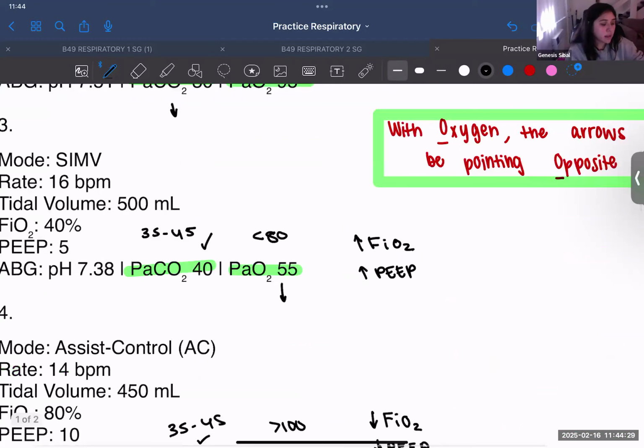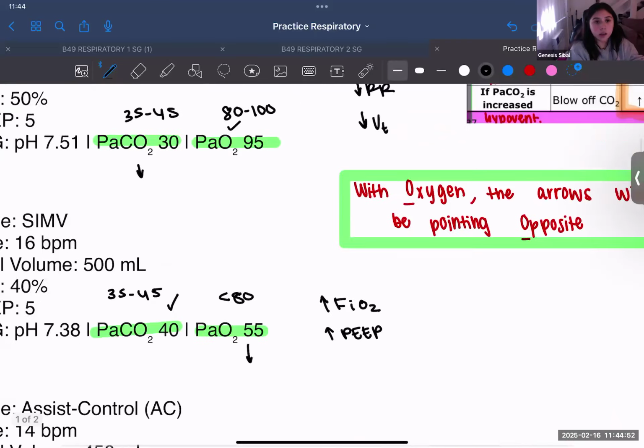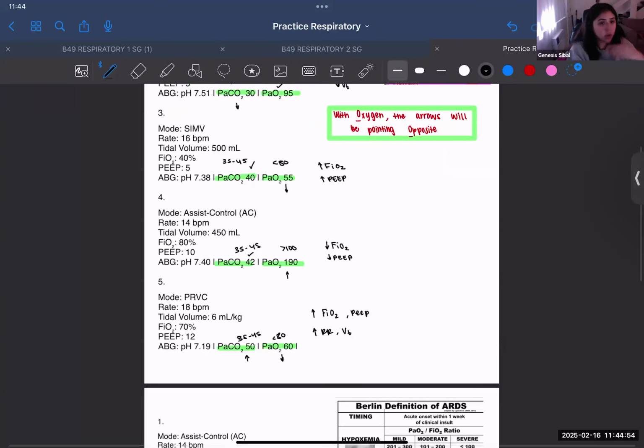But if you look at, let's say, the O2, again, remember CO2 has the respiration rate and tidal volume. PaO2 would have the opposite, so FiO2 and the PEEP. PaO2 is at 55, which means it's super low. So the arrow is pointing down, which means your FiO2 and your PEEP would be pointing up, because again, with oxygen, the arrows will be pointing opposite, whereas with CO2, they should be pointing in the same direction. So really, worst case scenario, if you're not understanding it, you just need to memorize that. That's what I would recommend.